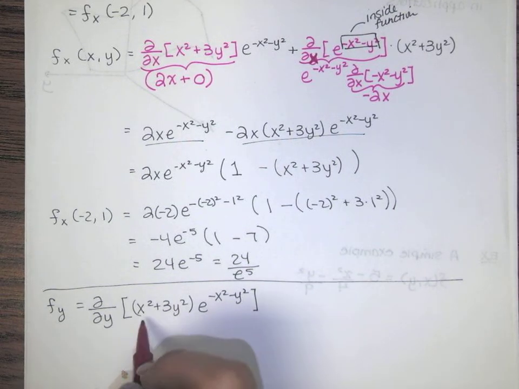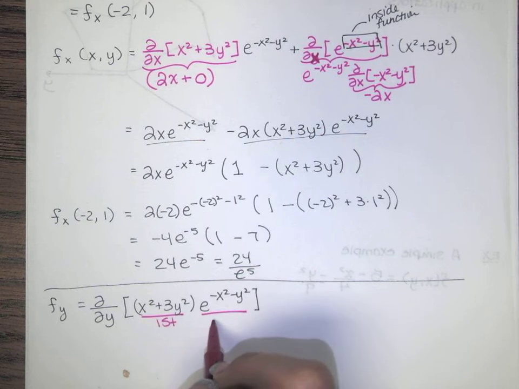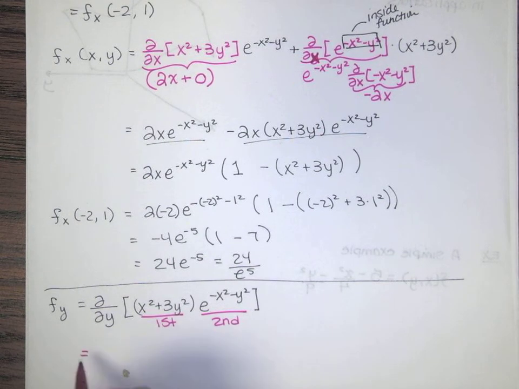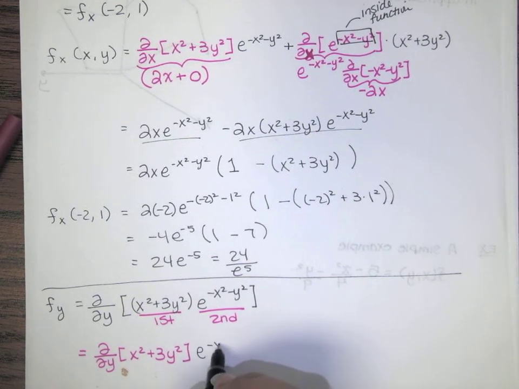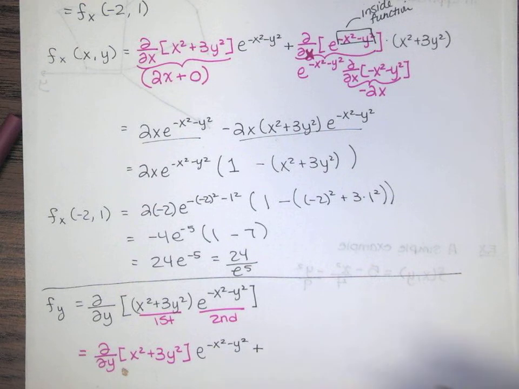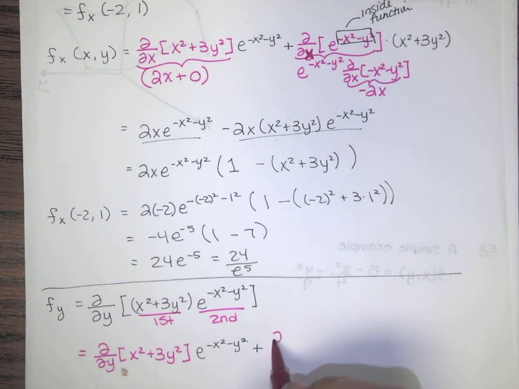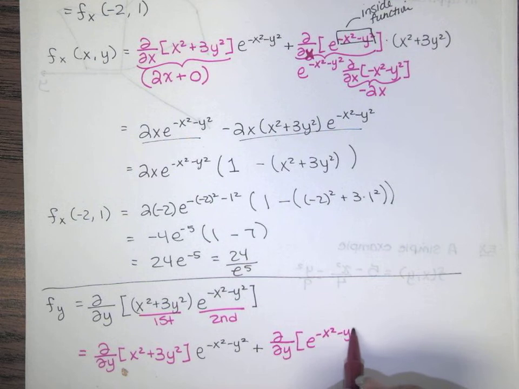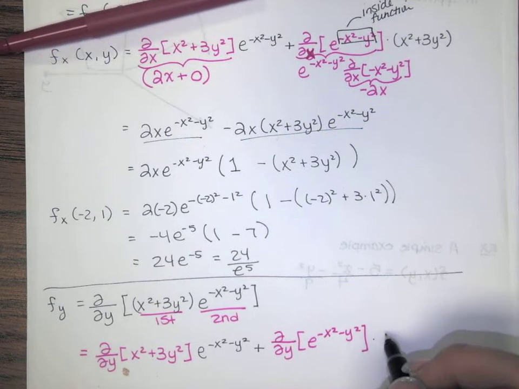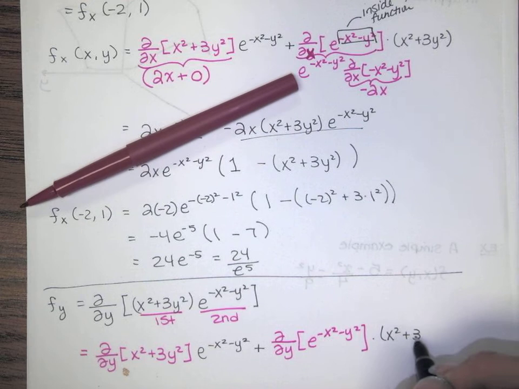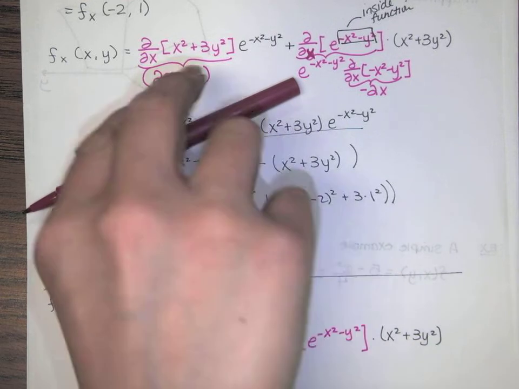This is my first function, and this is my second function. We get derivative of the first times the second plus derivative of the second times the first. And of course, every time I say derivative, I'm talking about partial derivative with respect to y, treating x as a constant.